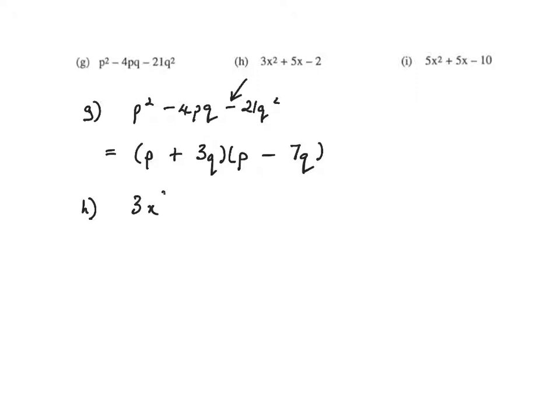3x squared plus 5x minus 2. Factors of 3 are 3 and 1. Factors of 2 are 2 and 1. Now we need to be able to get a 5. But remember, the signs are different. That's what that negative means.